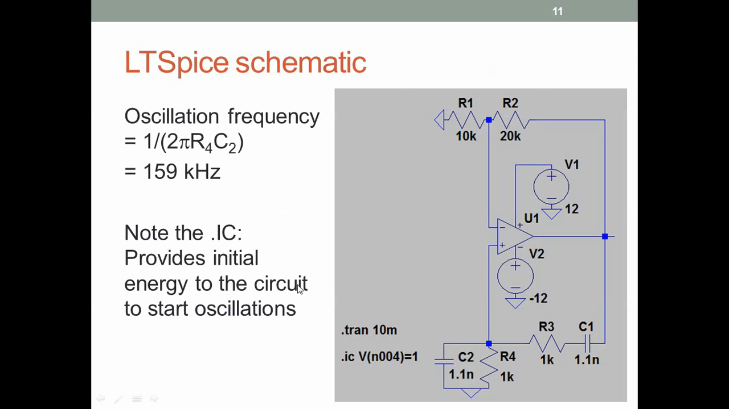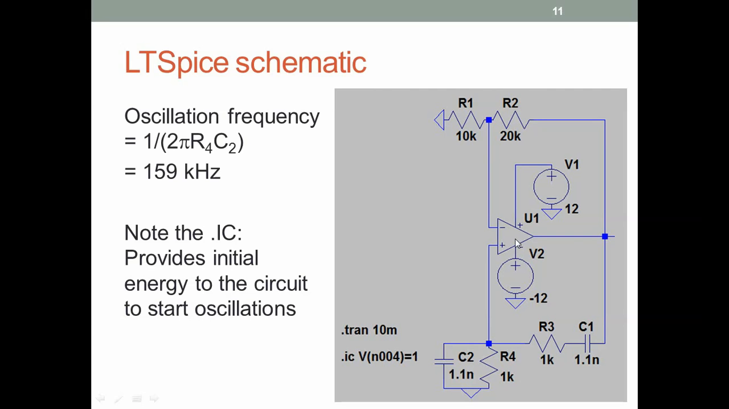Here is the LTspice schematic of that same circuit. I've put some values. I think this gives a frequency of 159 kilohertz. R and C are 1 kilo ohm and 1.1 nano farad, and the gain R2 by R1 is 2, 20 kilo ohm and 10 kilo ohm. Two things I wanted to point out: make sure that of course the power is connected. We are using plus 12 and minus 12. Also use a rail-to-rail op-amp here.